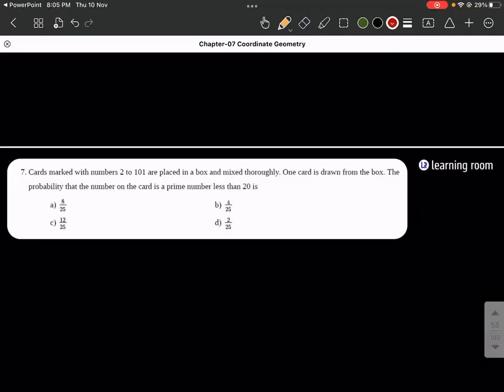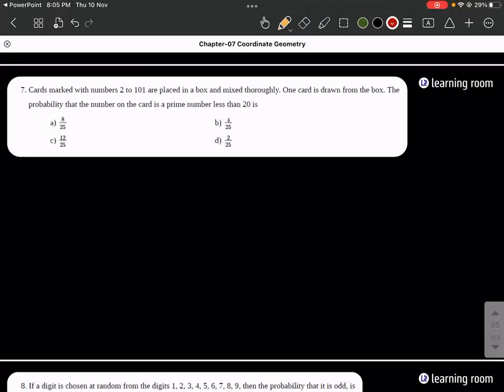Cards marked with numbers 2 to 101 are placed in a box and mixed thoroughly. One card is drawn from the box. The probability that the number on the card is a prime number less than 20. Tell me the prime numbers less than 20. 2, 3, 5, 7, 11, 13, 17, 19. How many are there? 1, 2, 3, 4, 5, 6, 7, 8.